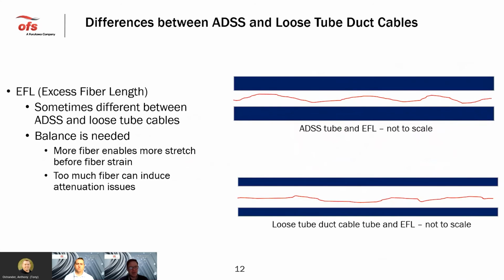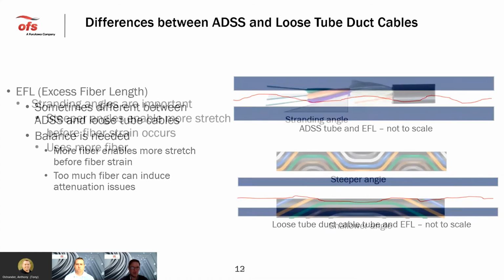There's also a difference in the excess fiber length. So the diagram at the top shows a little bit more excess fiber length inside of an ADSS tube versus a loose tube cable, and you just have to be a little bit careful about that, because you want to make sure you control the amount of excess fiber. If you have too little, then you can get strain too soon. If you have too much, you can actually induce attenuation issues. So whoever your supplier is needs to make sure that they have very good control over this, and this goes for either cable type, but make sure that they've got good excess length control in the buffer tubes.